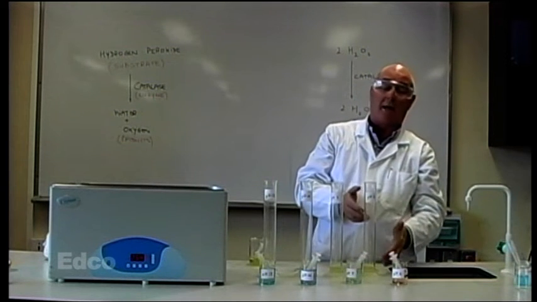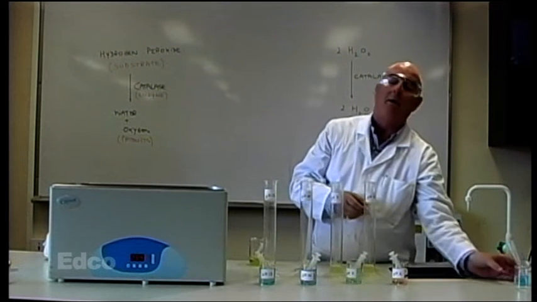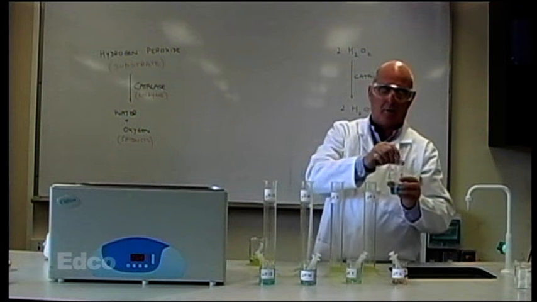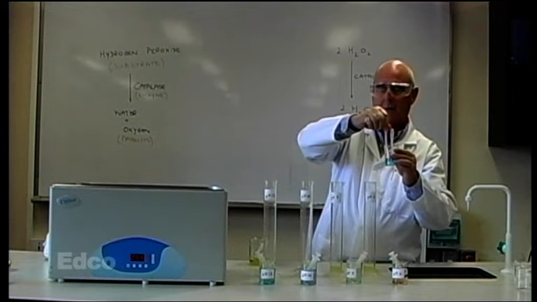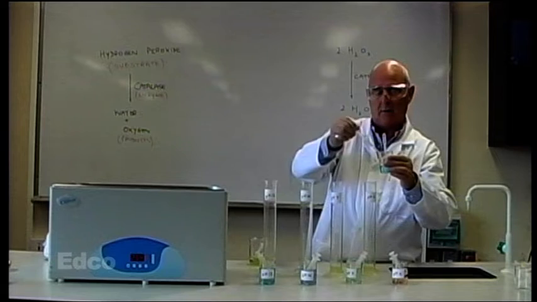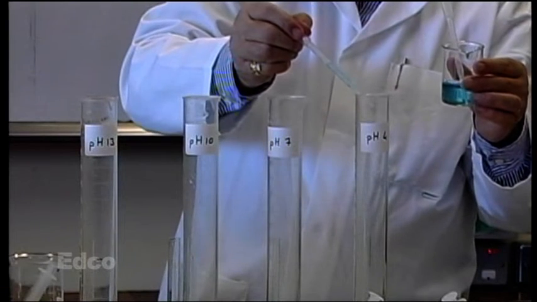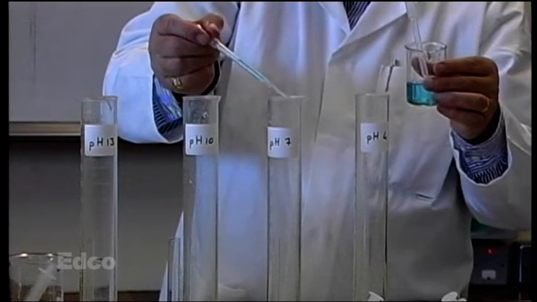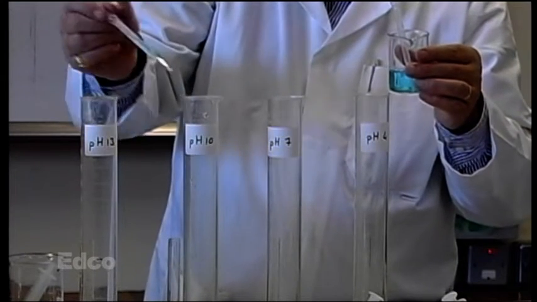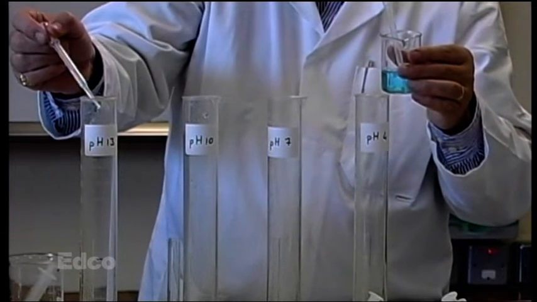The enzyme will break down hydrogen peroxide and produce oxygen. To get the oxygen to produce foam, we'll use two drops of washing up liquid in each container. So 2 drops of washing up liquid, 2 drops in here, 2 drops again, and 2 drops here.